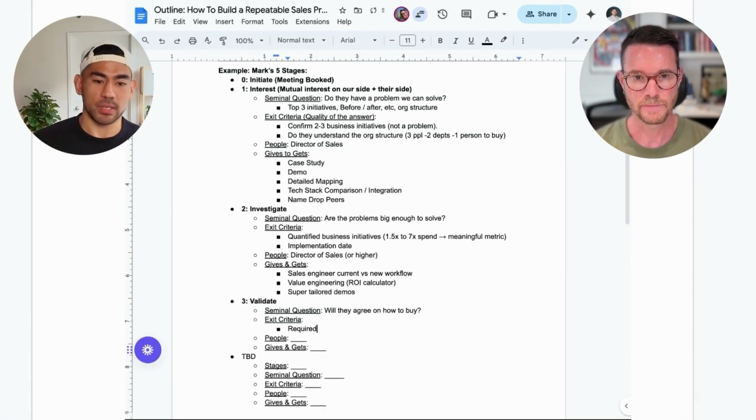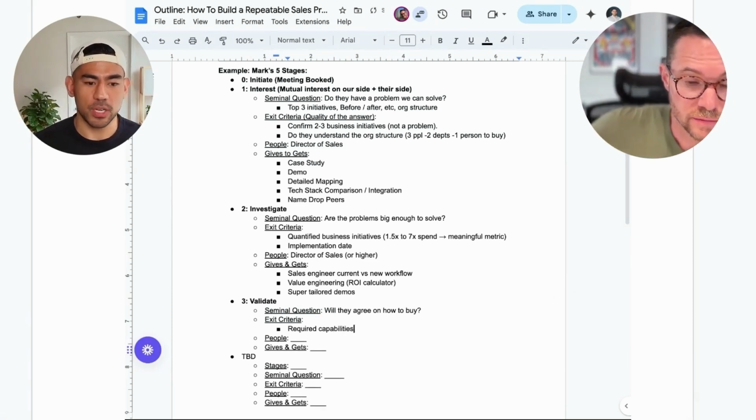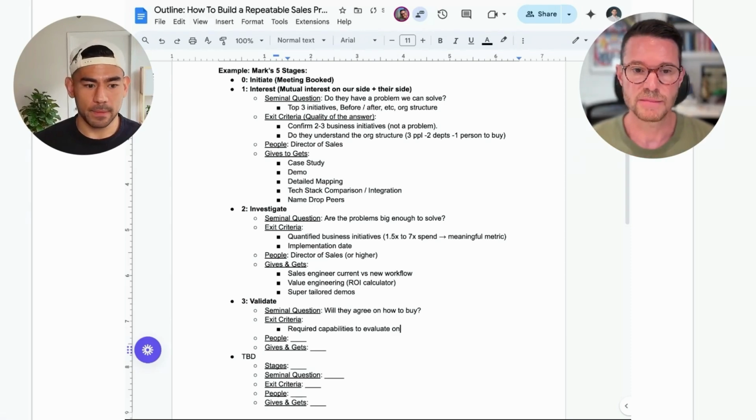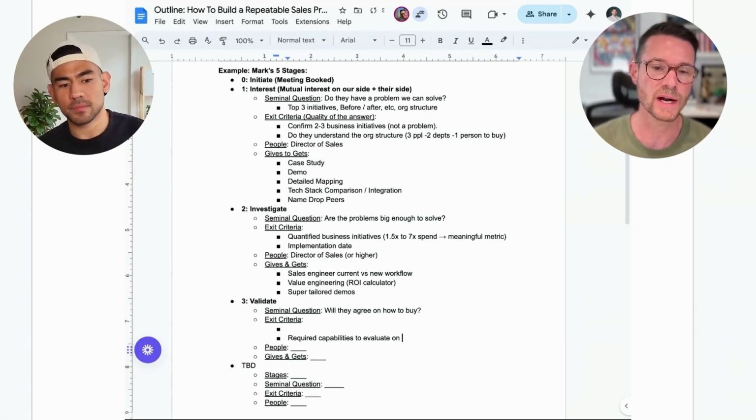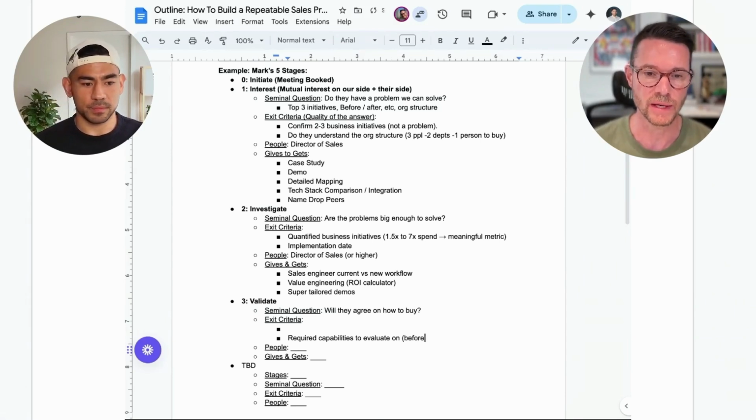So what does really good exit criteria sound like for this question? This is where the mutual action plan comes in. Let's go through the steps. And then the second thing is, what are the required capabilities that you're going to evaluate on? So I'm bringing in a little Command of the Message here.